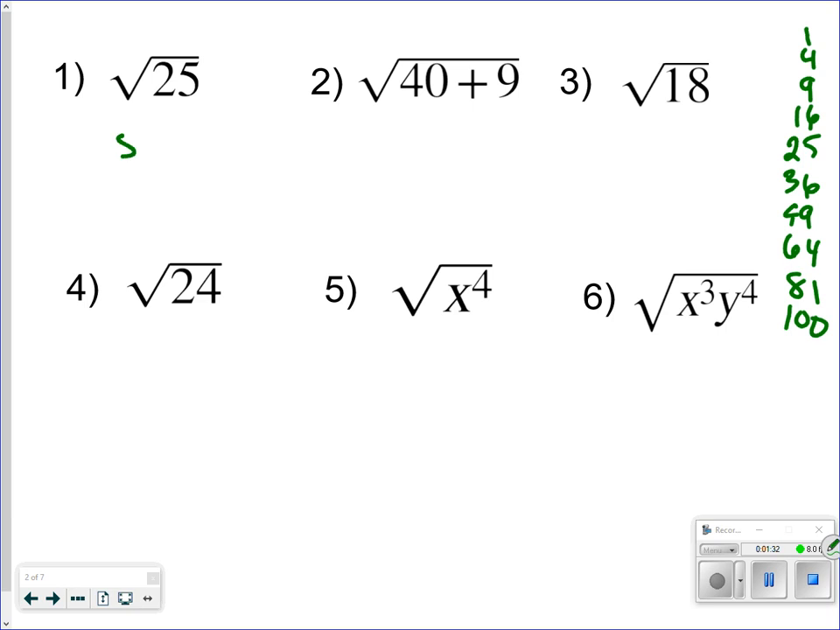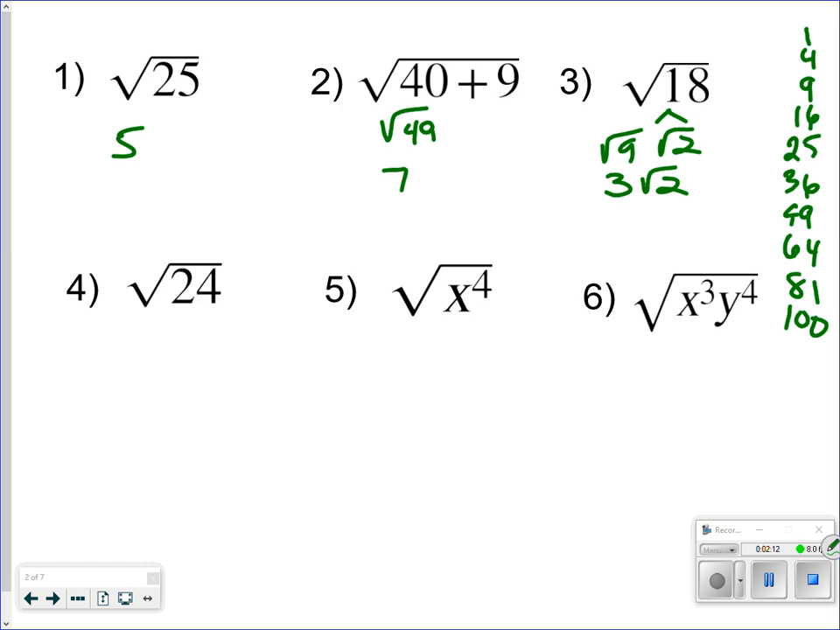25 comes from 5. Underneath the next one, 40 plus 9. Go ahead and do the addition. Square root of 49. That one's right on your list. 7. 18. 18 is not a perfect square. You have to break it apart. So now we're trying to remember what we did in chapter 9. What's the biggest perfect square that multiplies together to give you 18? Now remember, it doesn't do any good to pick 6 times 3. 6 and 3 are not perfect squares. 9 times 2. 9's on your list. 3 root 2.